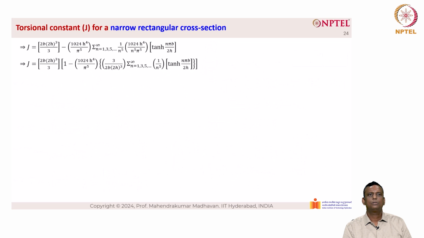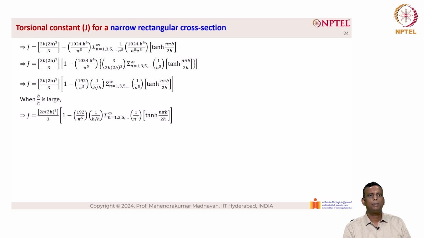So we can also do one thing. We can take 2b into 2h the whole cube by 3 as common. So we have 1 minus, then when we do so, we get this 3 by 2b into 2h the whole cube. Because when we take this 2b into 2h the whole cube by 3 outside, we have to multiply that in the second term inside. So the second term becomes minus 192 by pi power 5 into 1 by b by h. And then there is a series function that we have already described.